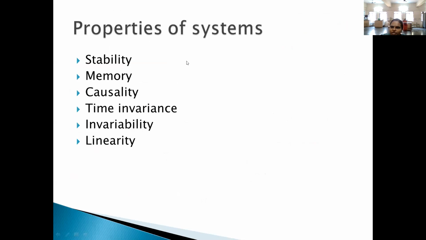Next, properties of systems. In these properties, there are 6 properties: stability, memory, causality, time invariance, invertibility, and linearity. We'll go one by one. This is very important in terms of theory. This question will ask for 8 marks.